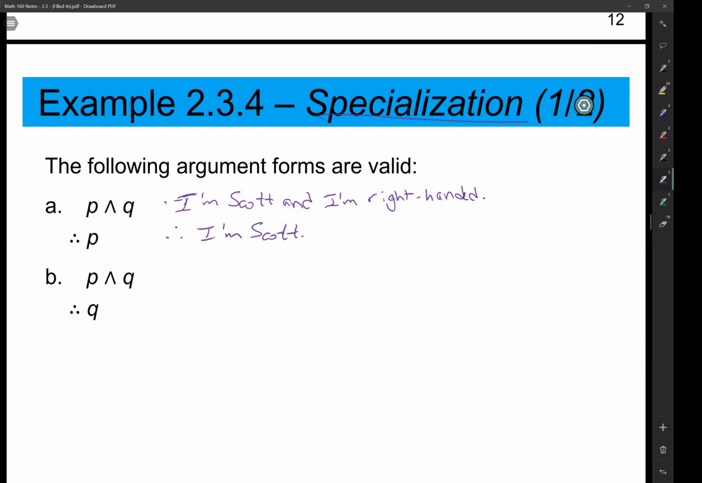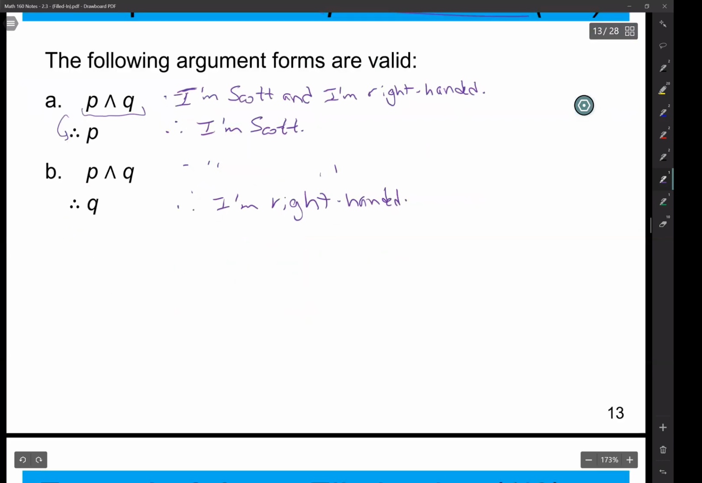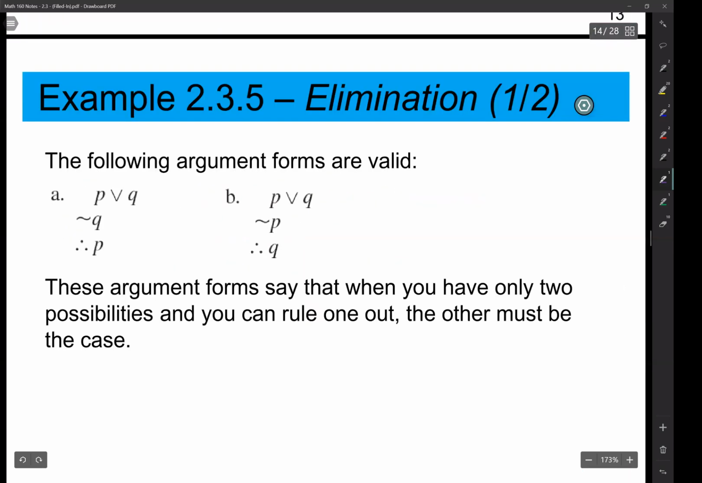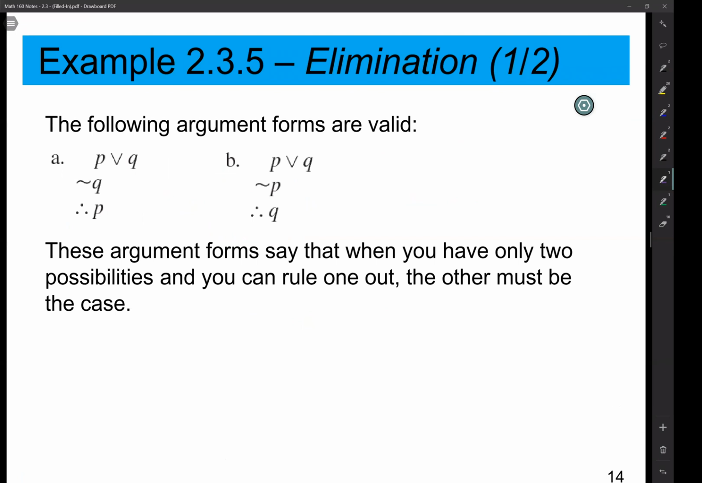So what this is allowing us to say is that if you have an and, you can then say, all right, you can say at least one of them. And this is the exact same thing. It just says, then you're allowed to say I'm right-handed. Again, kind of obvious, but it's good to know that we can do that.